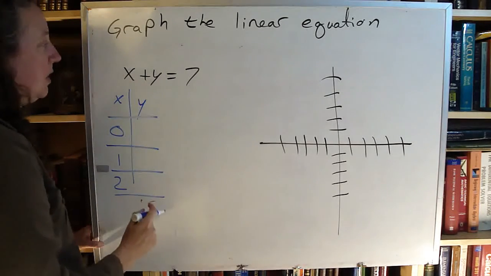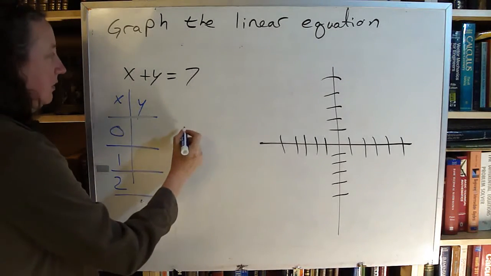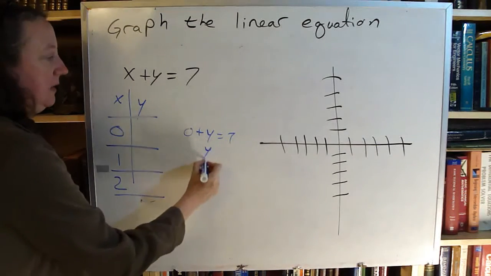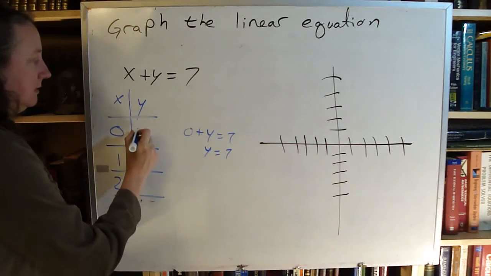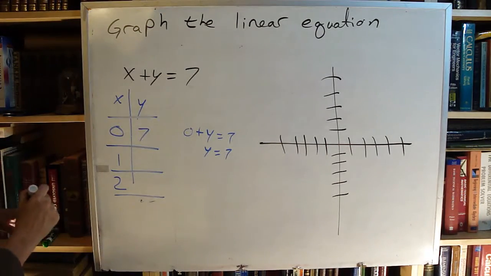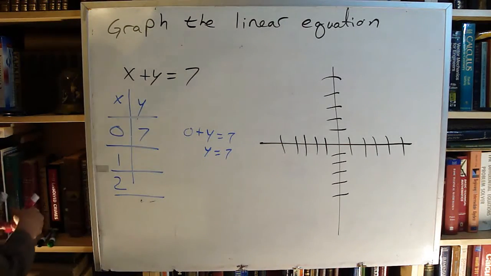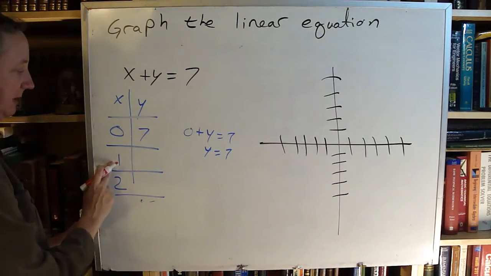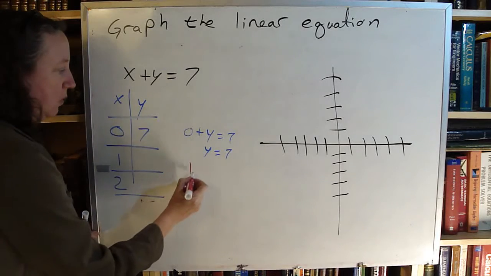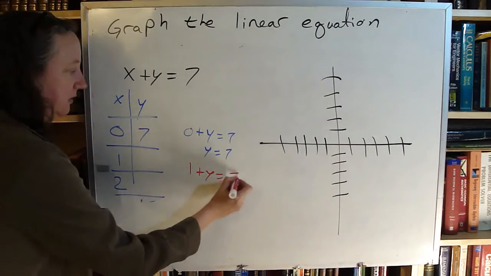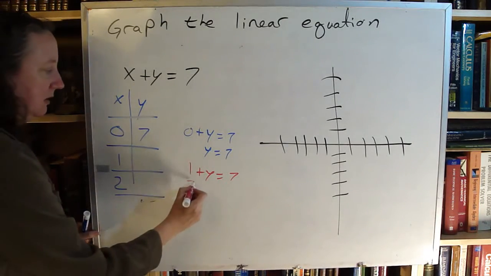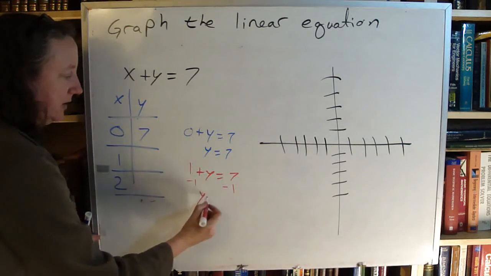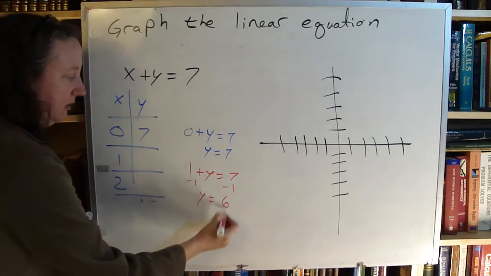So x plus y is 7. So I have 0 plus y equals 7, giving me y equals 7. Next one, x plus y equals 7. Replace the x with a 1. So 1 plus y is 7. Subtract the 1 over. Solve for y. Y is now alone. 7 minus 1 is 6.